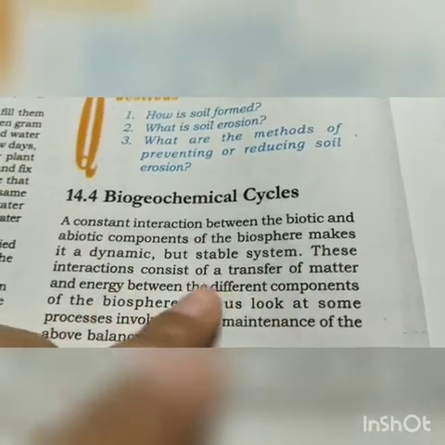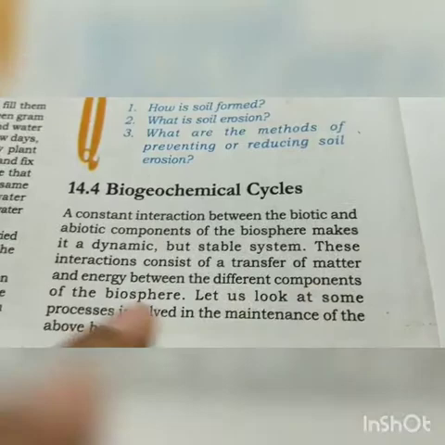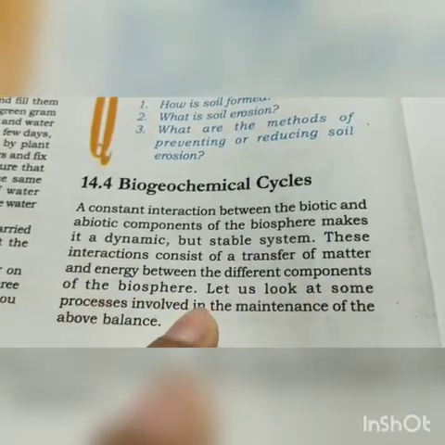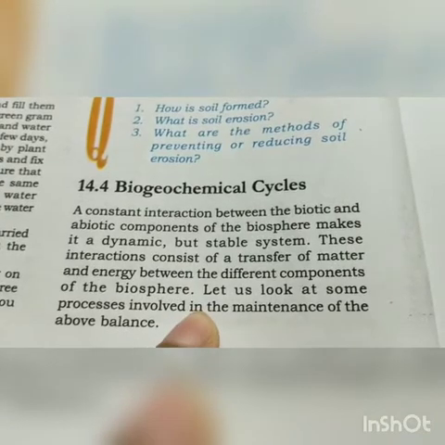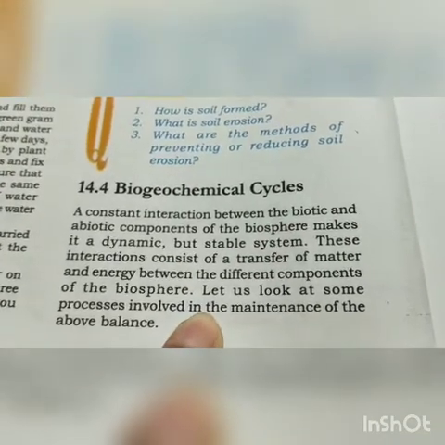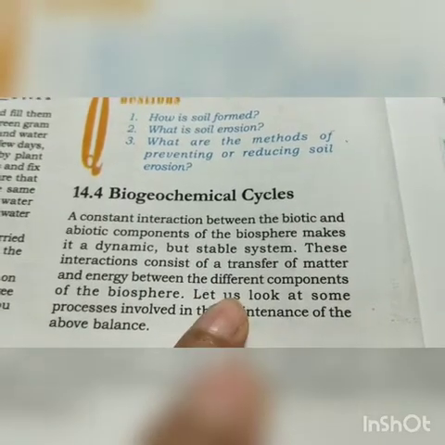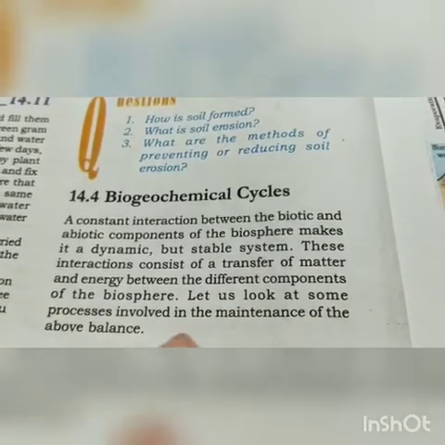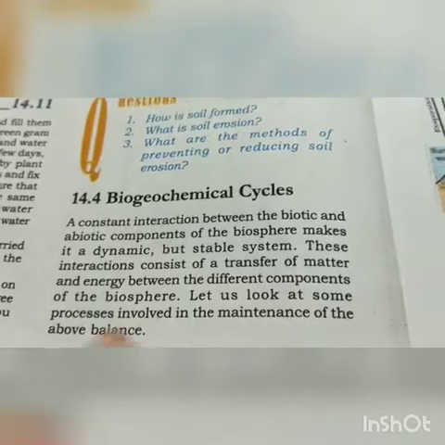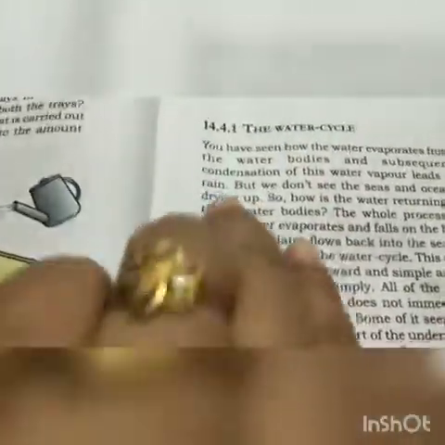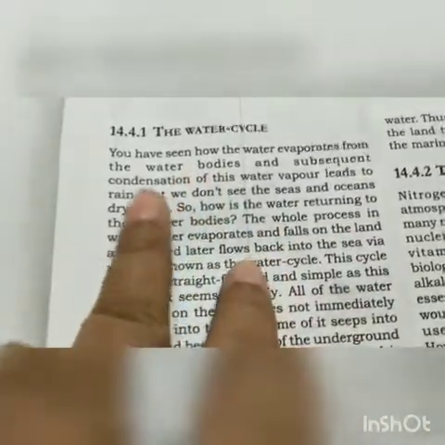This interaction consists of a transfer of matter and energy between the different components of the biosphere. This interaction consists of a what? Transfer of matter and energy between the different components of the biosphere. Let us look at some processes involved in the maintenance of the above balance. Our first biochemical cycle is the water cycle.